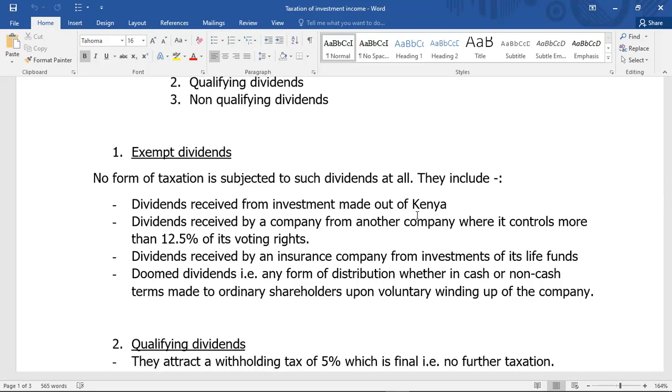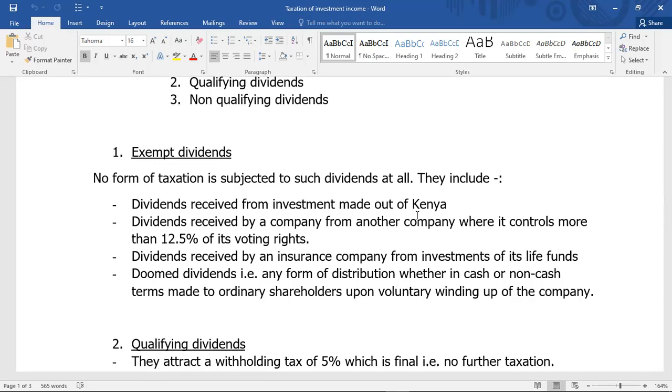Those dividends are not going to be subjected to any taxation, and they normally include dividends received from investments made outside Kenya, and dividends received by the company from another company where it controls more than 12.5% of the voting rights.